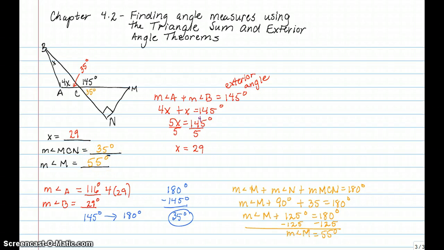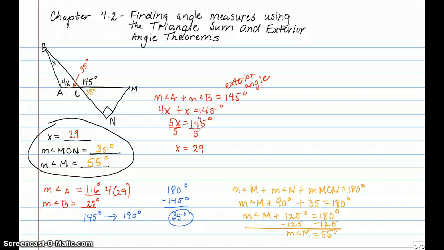A lot of patience on this. Before you could answer these questions, you had to do some other work. You had to find out what x was. You had to find out all the measurements of triangle ABC. Then you had to use a theorem from earlier, the vertical angles theorem. And then finally you had to apply the triangle sum theorem to triangle MCN. So it was a rather involved process. Just takes a little patience.